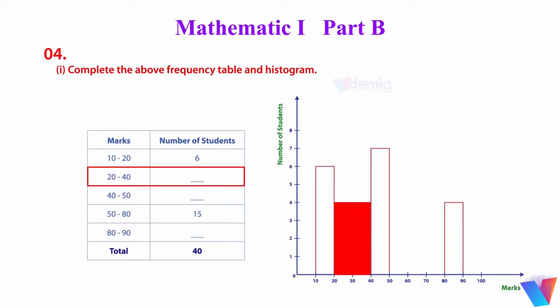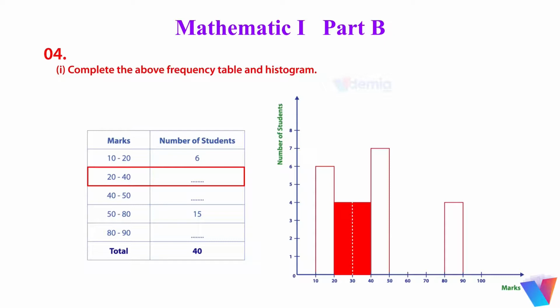The second row in the frequency distribution table is 20 to 40, and we have to find the number of students. If you look at the histogram, for 20 to 40 we have 4 students, but we have to be very careful here. The first interval is 10 to 20. If you look at the second row, you can clearly see that the interval size is 20. However, the interval size of other rows except the fourth row is 10. So we shall take 10 as a standard interval size.